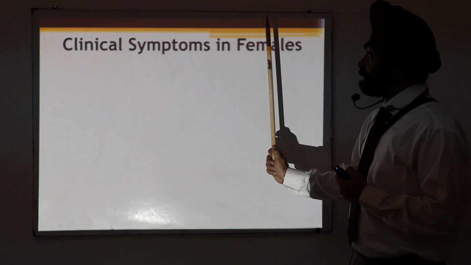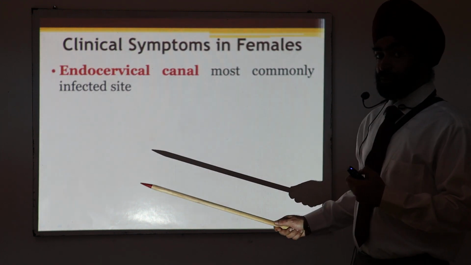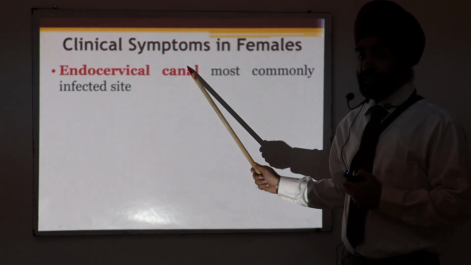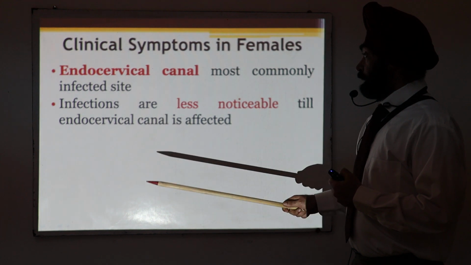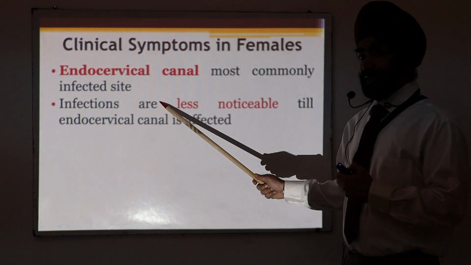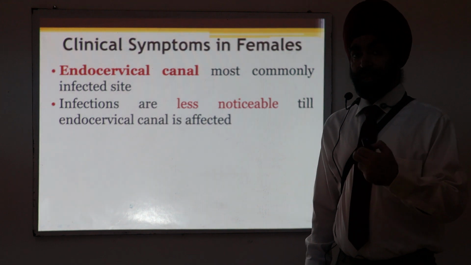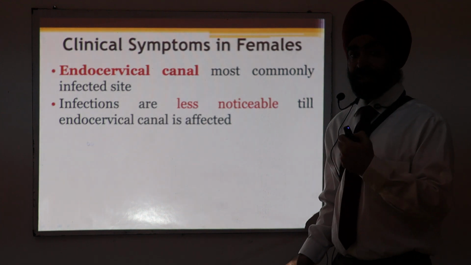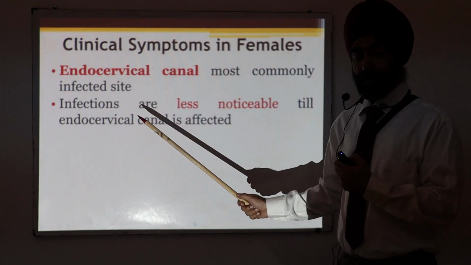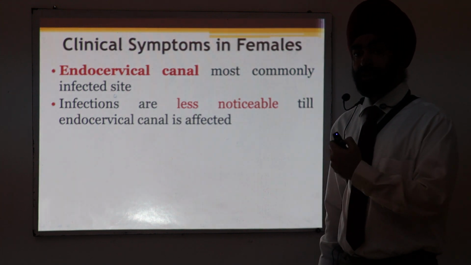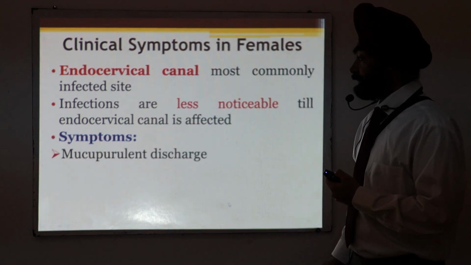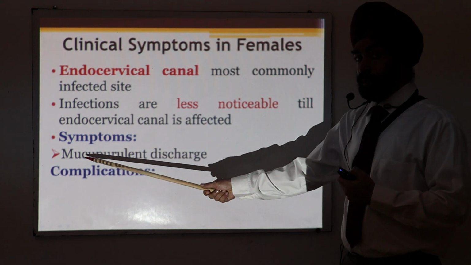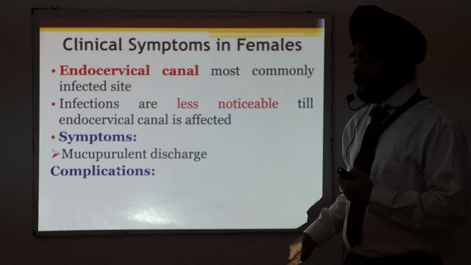Now coming down to the clinical symptoms in the females. Again, you can see the similarity. The endocervical canal is the most commonly infected site. And the person will not come to know that she is suffering from this chlamydia infection till it reaches the endocervical canal. So it is not easy to identify before the symptoms come. So what are the symptoms? There is a mucopurulent discharge, more of a mucus and less of the purulent, as I told in males also.